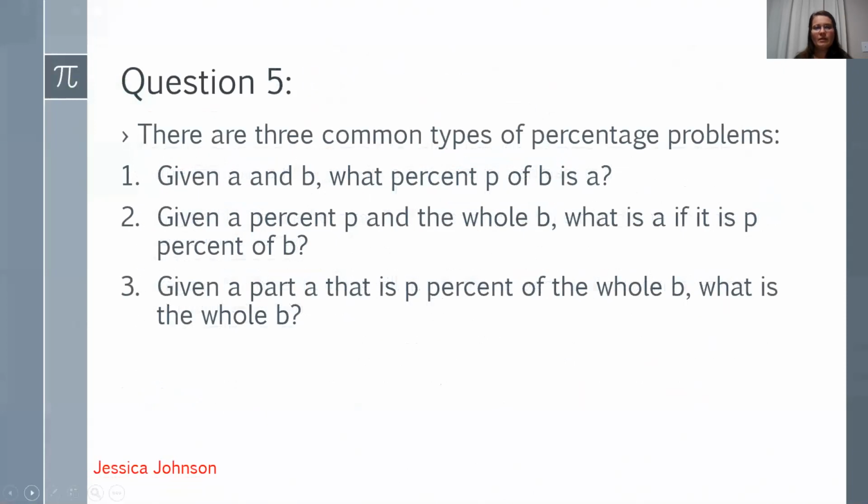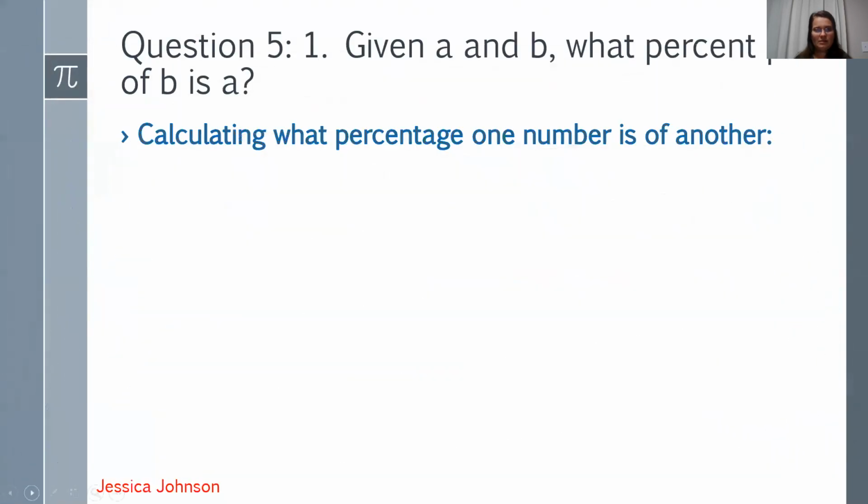Question number 5. There are 3 common types of percentage problems. 1. Given A and B, what percent P of B is A? 2. Given a percent of P in the whole B, what is A if it is P percent of B? 3. Given a part A that is P percent of the whole B, what is the whole B? Well, let's look at this.